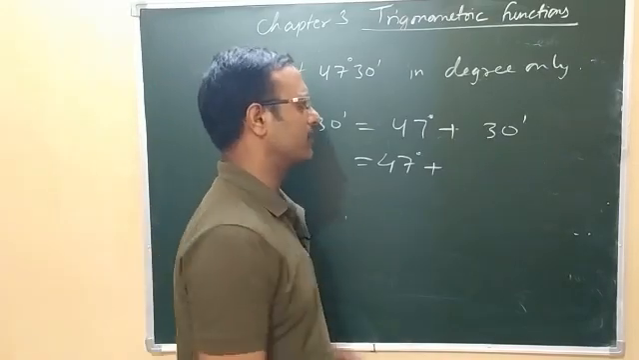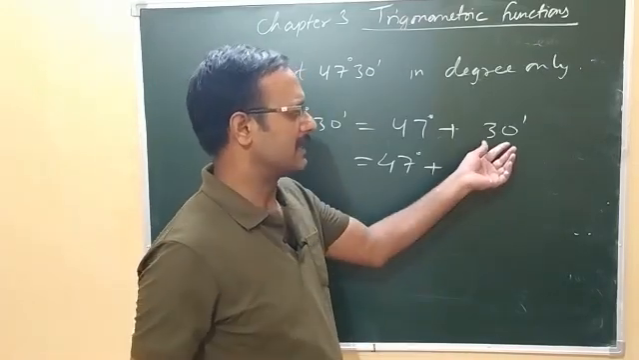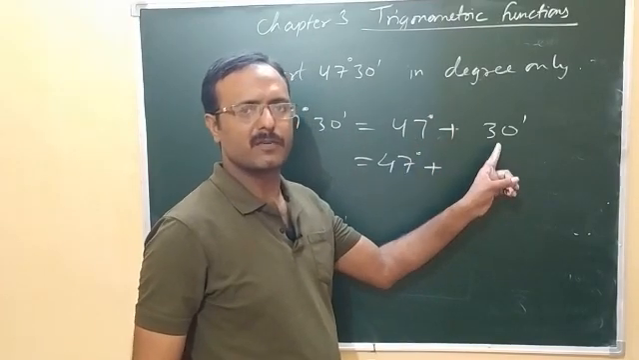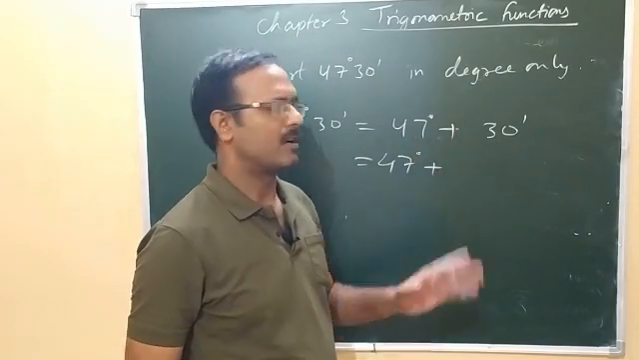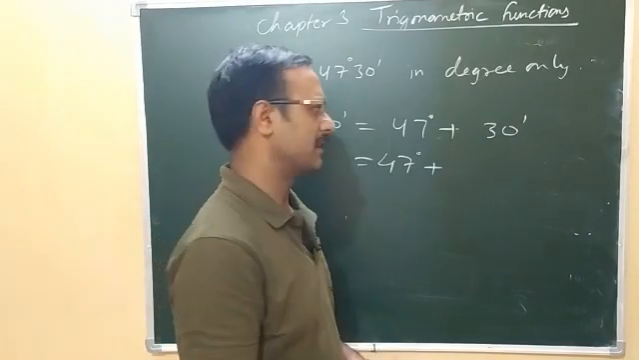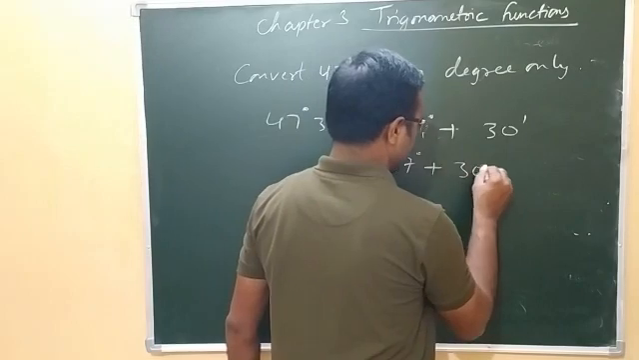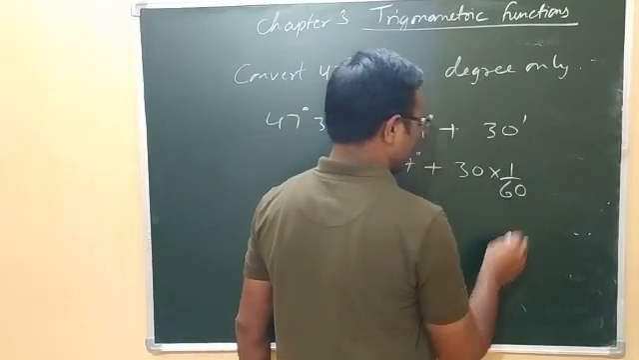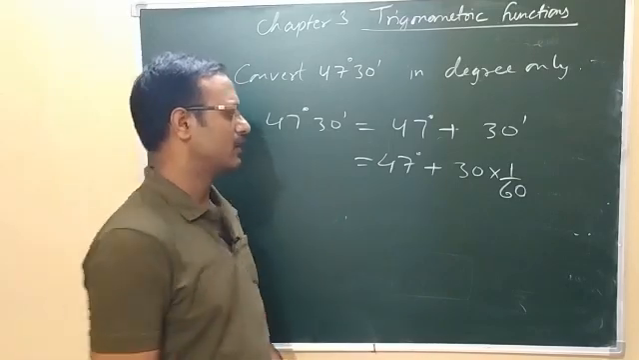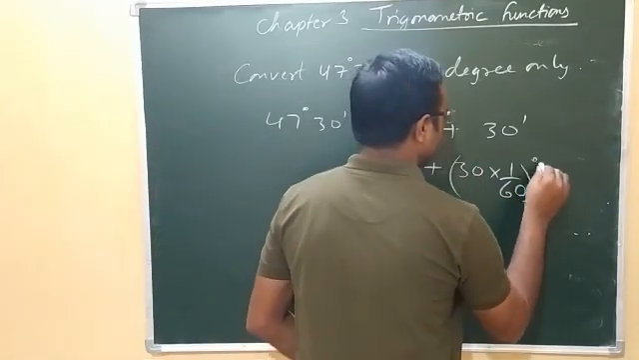You know that 60 minutes equal 1 degree. So 1 minute will be equal to 1 upon 60 degree, or 30 minutes will be equal to 1 upon 60 into 30 degree. You have to multiply these minutes by 1 upon 60 to get it into degree. So this will also become degree.